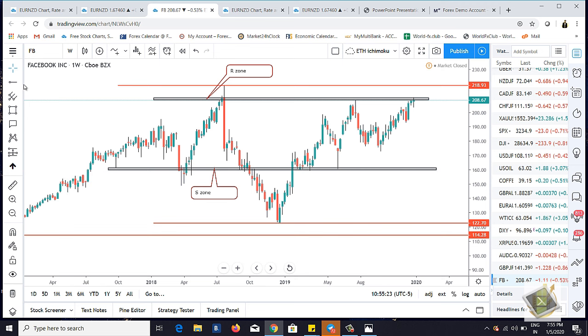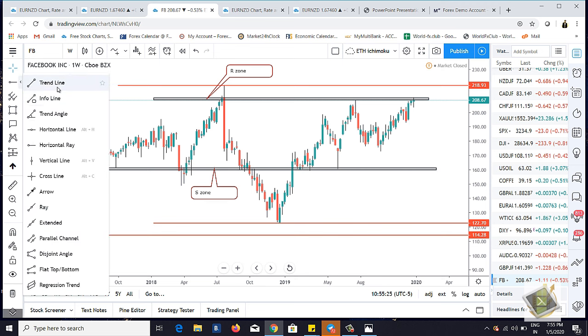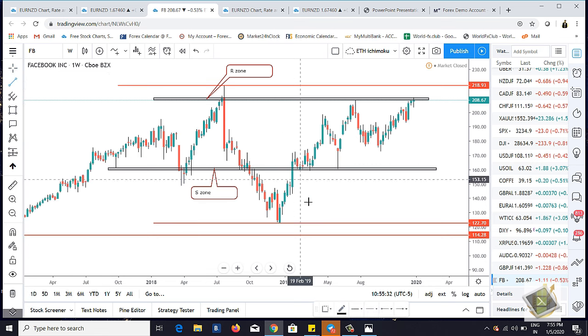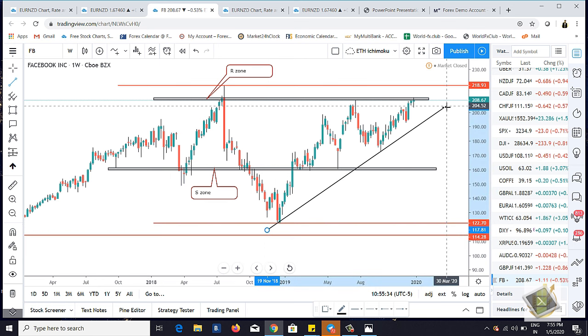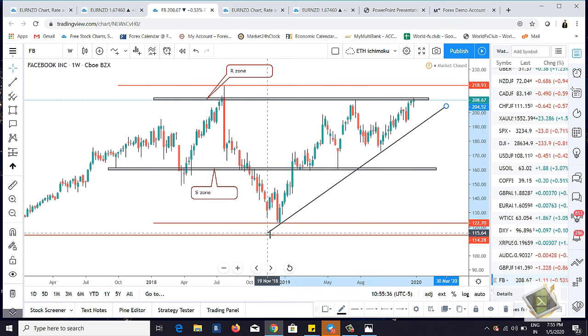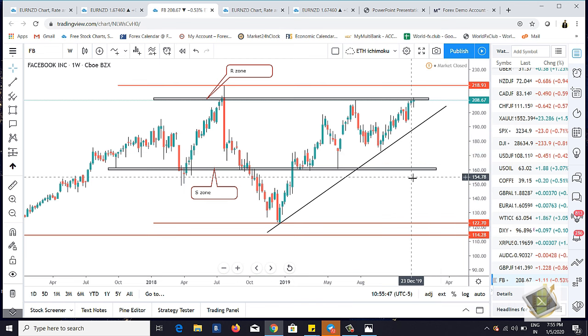Now the third point: you have identified the highest and lowest points, and you identified support and resistance. Now I am trying to create a trend line because price is going up. This is an uptrend line connecting higher lows. Okay, so this is very clear, right?